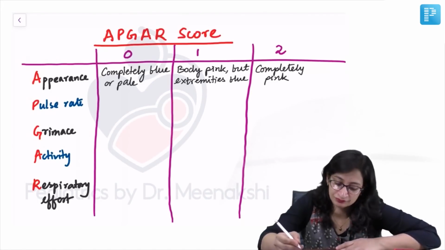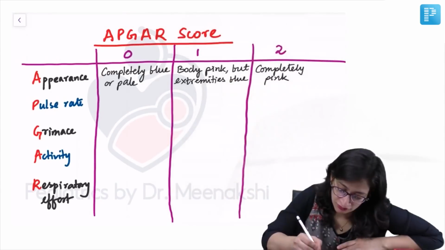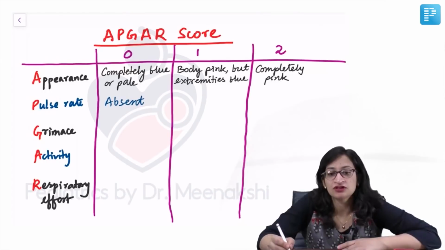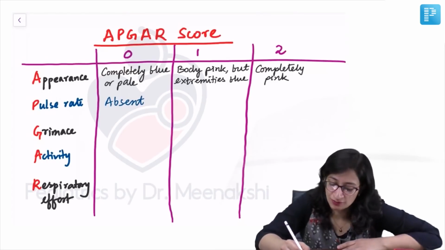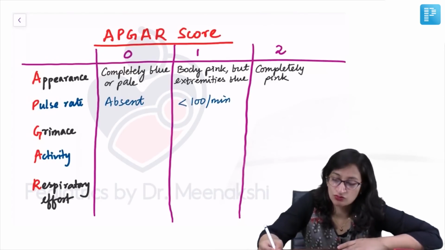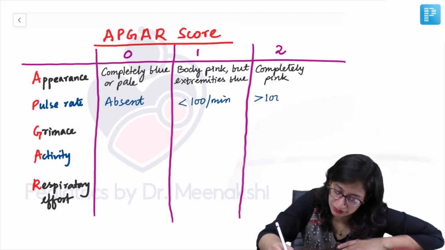Now pulse rate. We give it a score of 0 if the pulse rate is absent. You are not able to feel a pulse. We give it a score of 1 if the pulse rate is less than 100 per minute, while we give it a score of 2 if the pulse rate is more than 100 per minute.